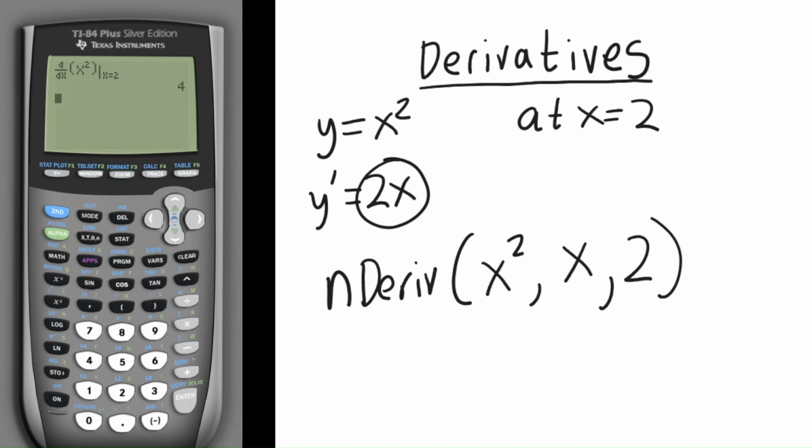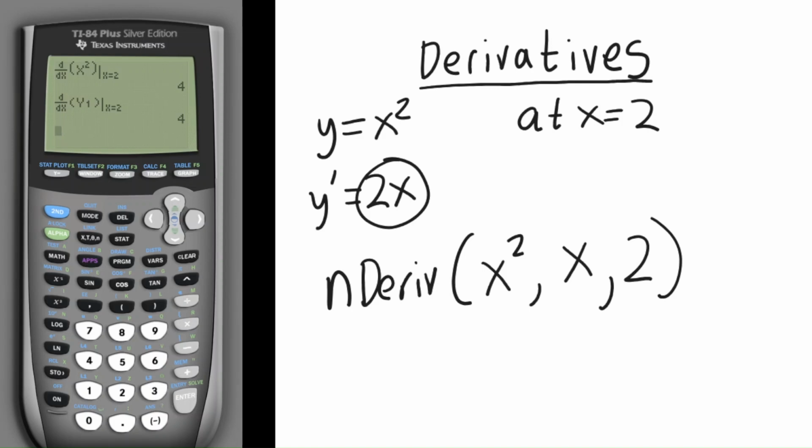Now, either way, instead of typing x squared in here, maybe you have a really complex function you don't want to type in here. Instead, you can put in a vars, yvars function y1. So I'm going to tell it y1, where y1 is whatever I put in here. I'll just go ahead and put x squared here just to demonstrate, but you can do whatever you want there. So now when I hit enter, it gives me 4 again, because it's just using that same function. So you can do it either way.